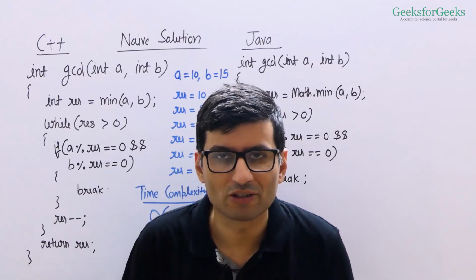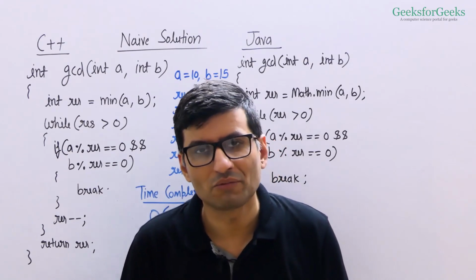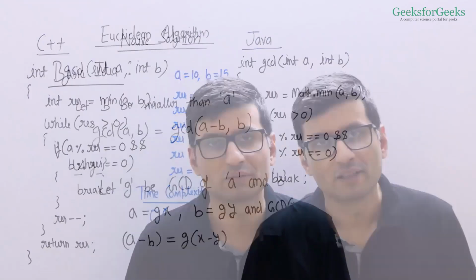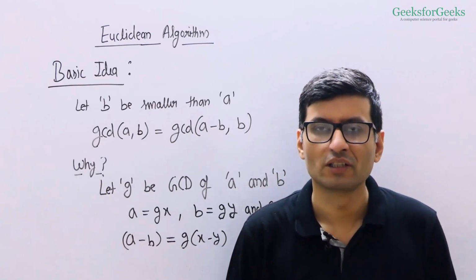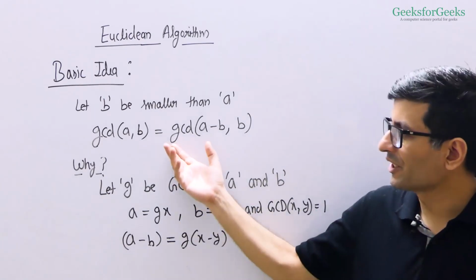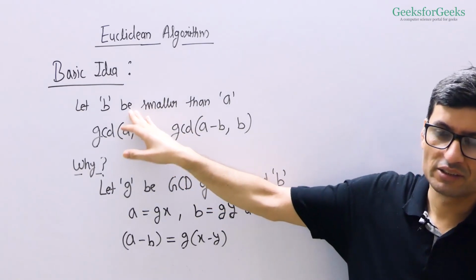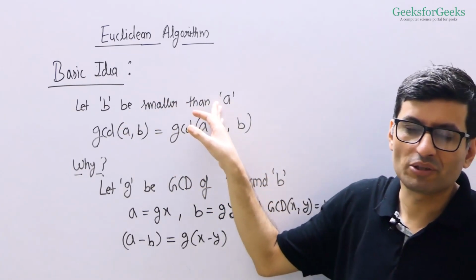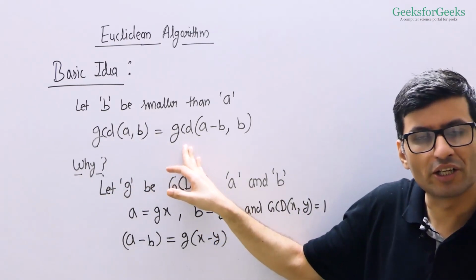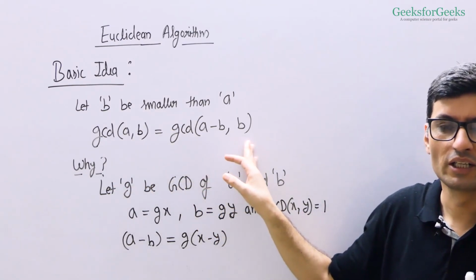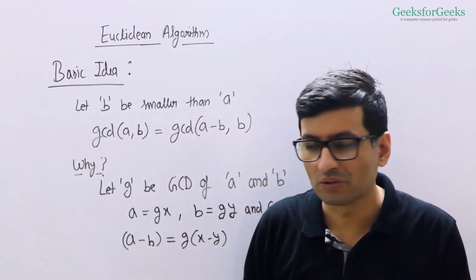There is a standard algorithm called the Euclid algorithm. We are going to talk about this algorithm now. Let us first get the basic idea behind the Euclidean algorithm. The algorithm is based on the claim that if b is smaller than our other input number a, then GCD of a, b can be written as GCD of a minus b, comma b. Let's now see how this claim is true.